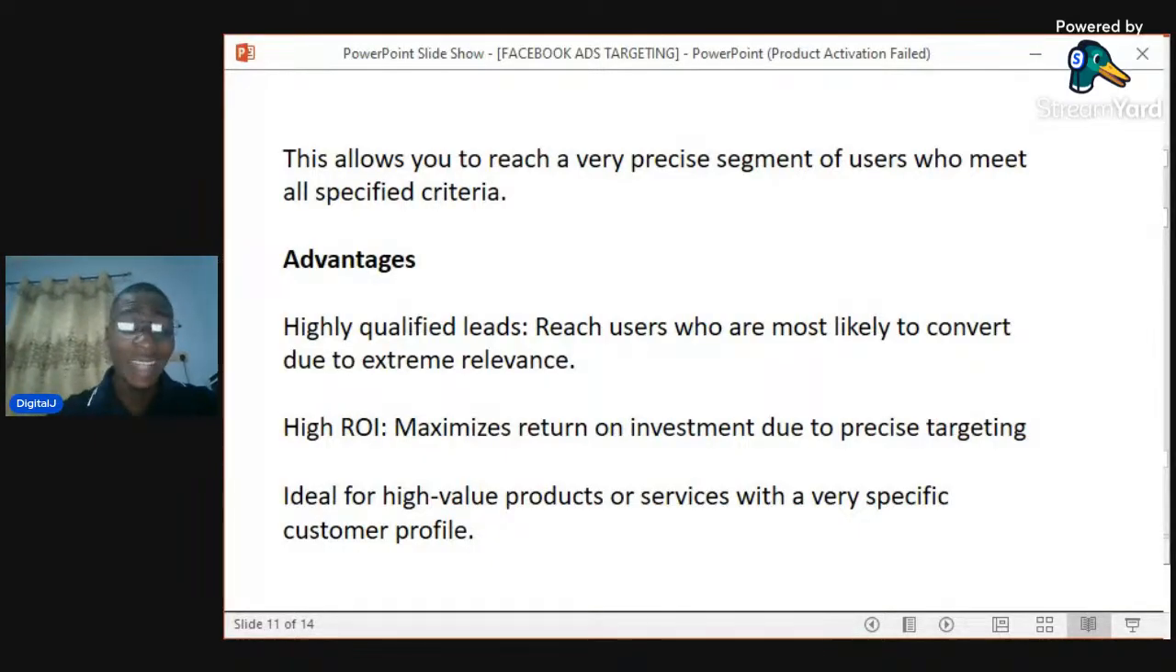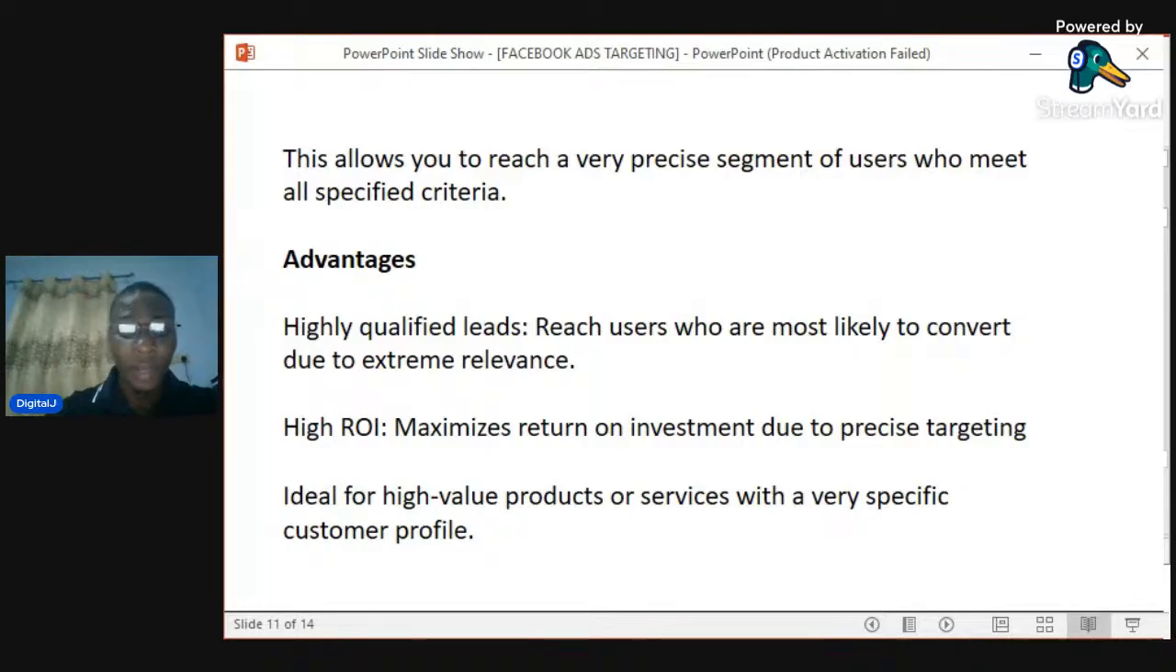So another advantage is it maximizes return on investment due to precise targeting. Like I explained earlier, ads is actually a form of investment. Understand? Ads is a form of investment because you're going to get your money back if everything is done correctly, if everything is done right.